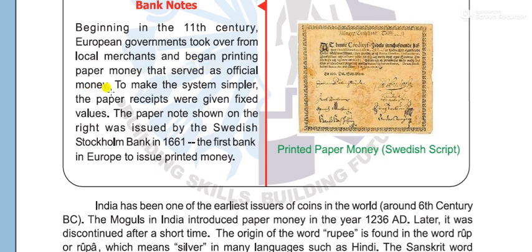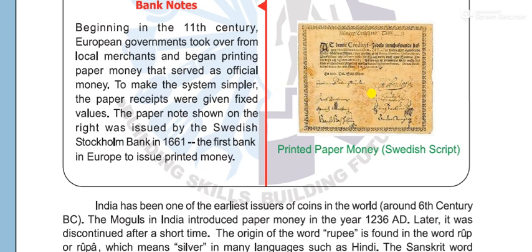Paper money, and after that banknotes. Beginning in the 11th century, European governments took over from the local merchants and began printing paper money that served as official money. To make the system simpler, the paper receipts were given fixed values. This is good. Like at present also in India, we have different types of money with us, like the 2000 rupee note, the 500 rupee note, the 10 rupee note. It means that fixed values are given by the government to us. If we have different paper notes, fixed values are given by the government to those notes.